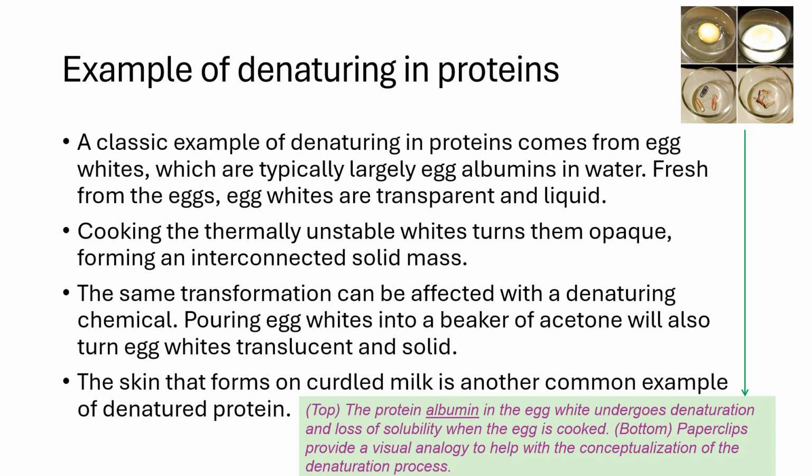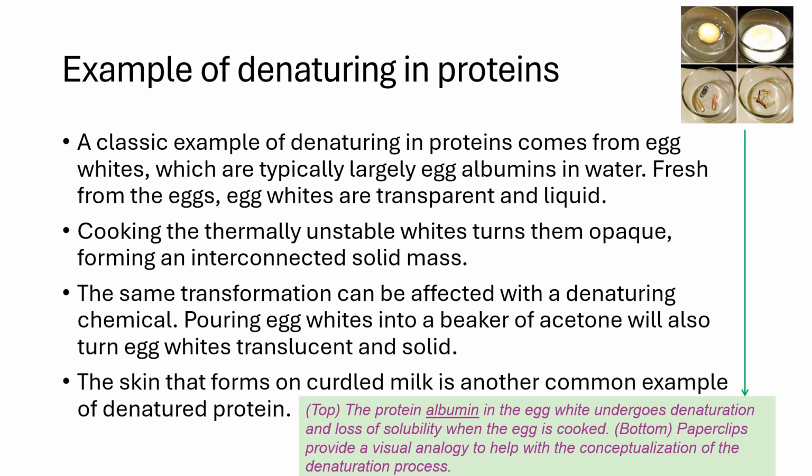Example of denaturing occurring in proteins. A classic example of denaturing is proteins from an egg white, which are typically largely egg albumins in water. Fresh from the eggs, egg whites are transparent and liquid. Cooking turns the thermally unstable white opaque, forming an interconnected solid mass.